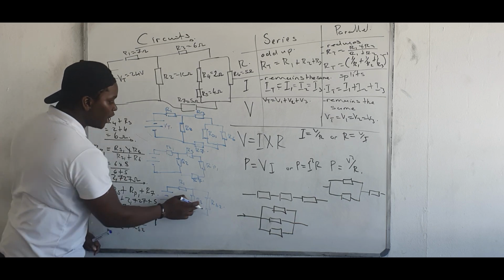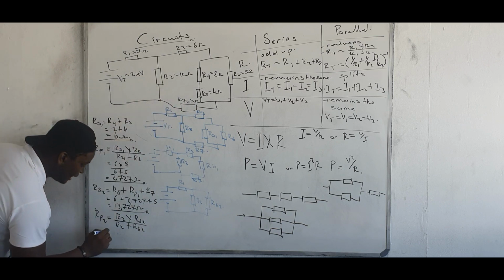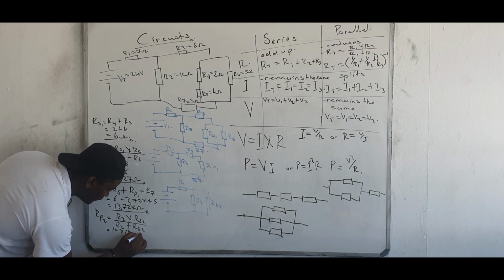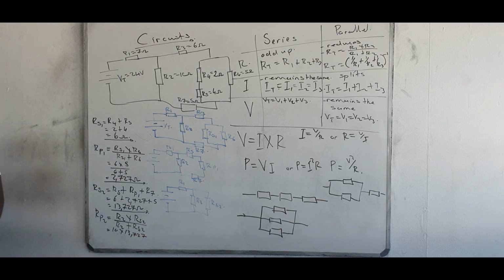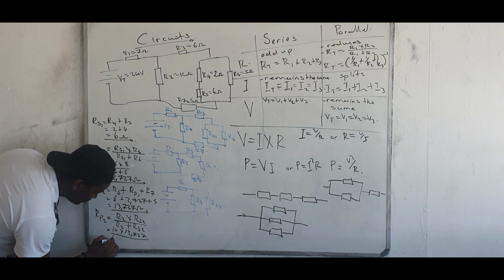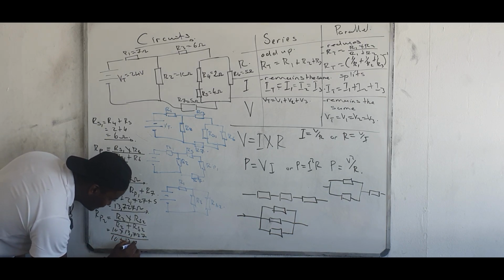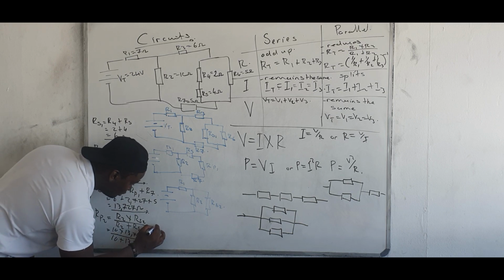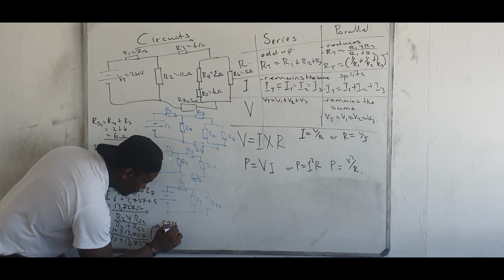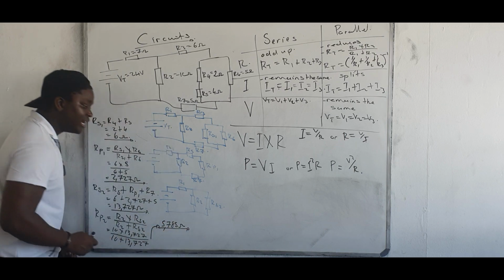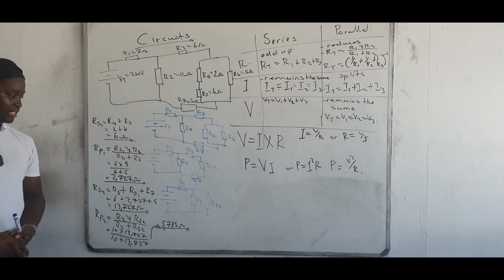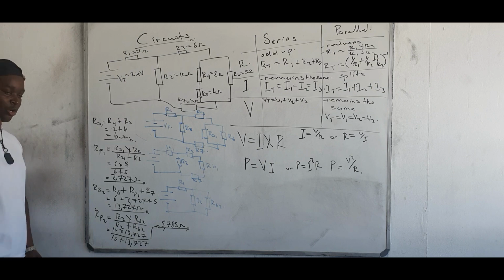Our value for R2 was given as 10, right? 10 multiplied by this one, 13,727, and then 10 plus 13,727. The answer is 5,785 ohms. Okay, now let's redraw the whole circuit and see what the circuit looks like now, right?